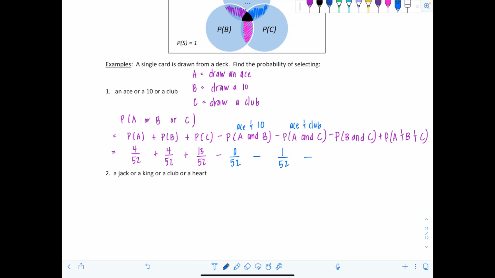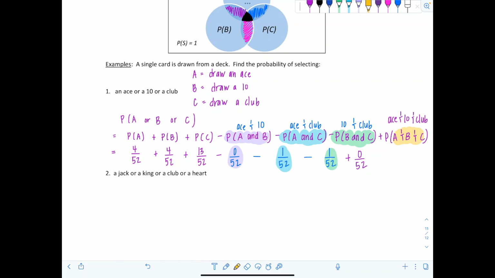Minus probability of B and C. So how many 10s are there that are also clubs? Can that happen? Yes, again, the 10 of clubs. Minus 1 out of 52. So here. Probability of A and B, 0. Probability of A and C, 1 out of 52. Probability of B and C, 1 out of 52. Who's left? Probability of A and B and C. So can you get a card that is an ace and a 10 and a club? No way. So plus 0 out of 52.